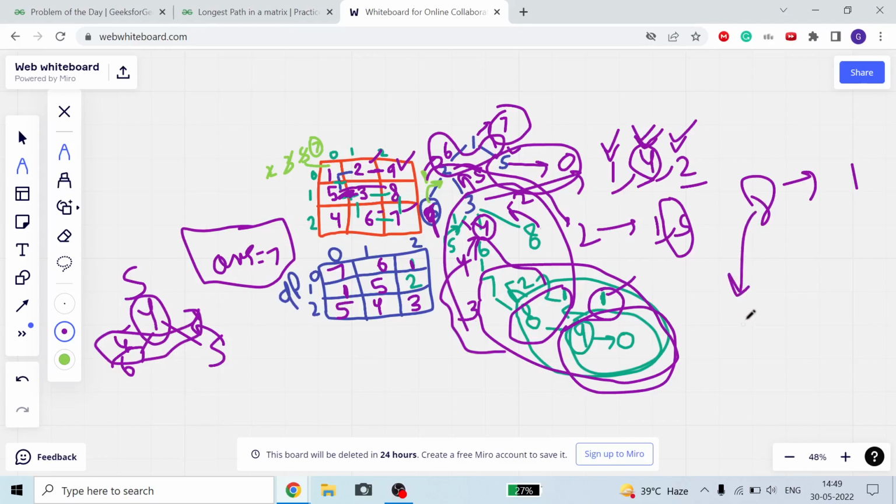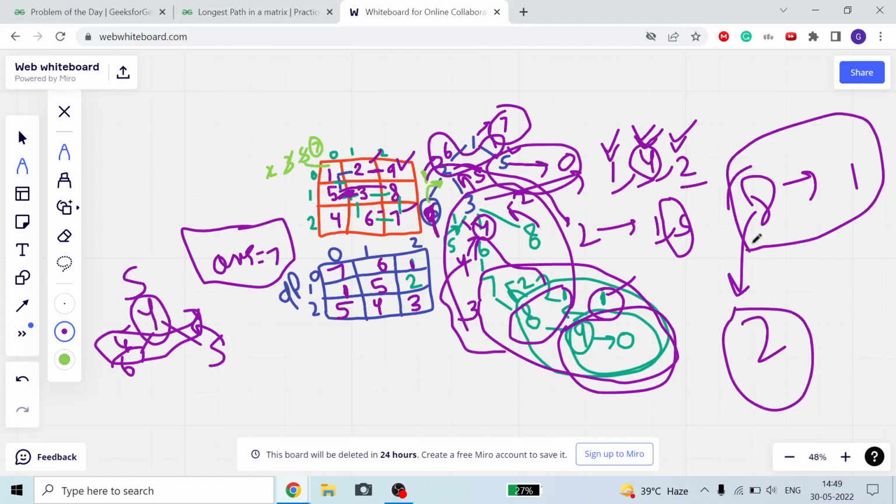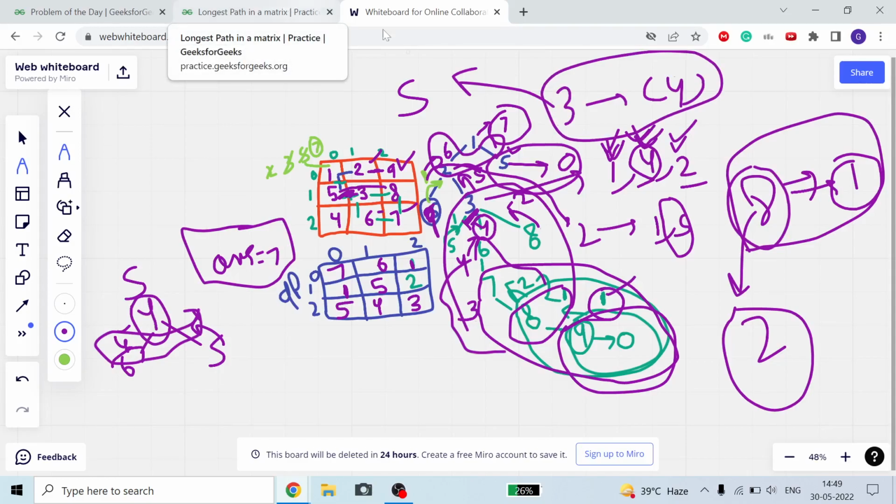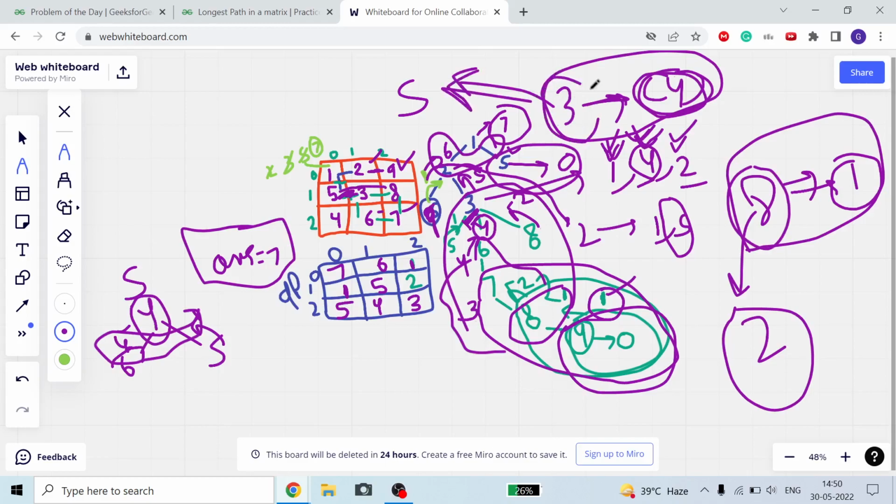When it returns to 8, it will return 2, meaning 8 is also included in this path. One element is 8, and from 8 we have a path of one more length. Similarly for 3, we have 3 paths of length 1, 4, 2, from which I will choose 4, and including 3 I will return 5. From 3 I have a path of length 4, so I will return 5. Means we can choose 3, and from 3 I have a path of 4 more length. This is how we will do it.